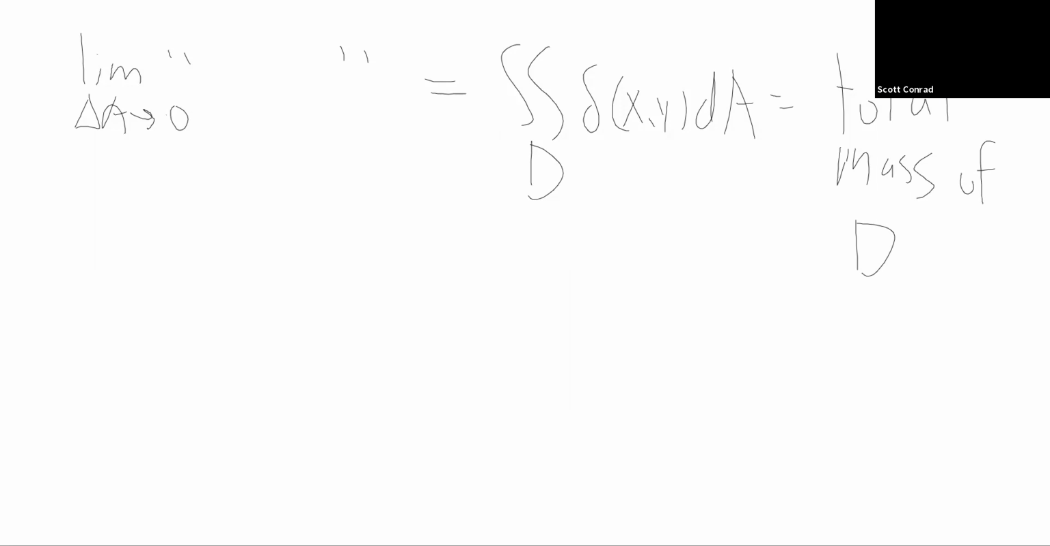If it's mass density, you get total mass; if it's charge density, you get total charge; and if it's population density, you get total population. You integrate density to get the total whatever it's a density of. And the same works for functions of 3 variables. So you can talk about the density of a solid region in R3. Then it's a function of 3 variables, and to get the total mass, you integrate the density over the solid region.